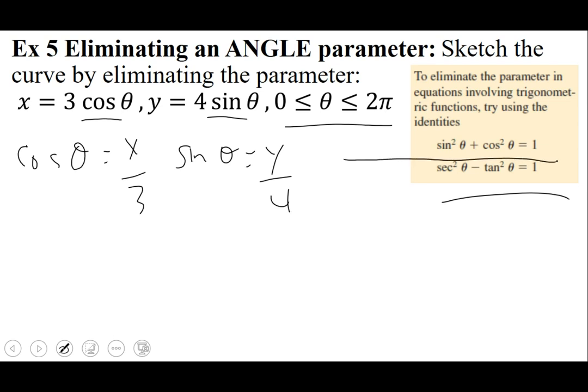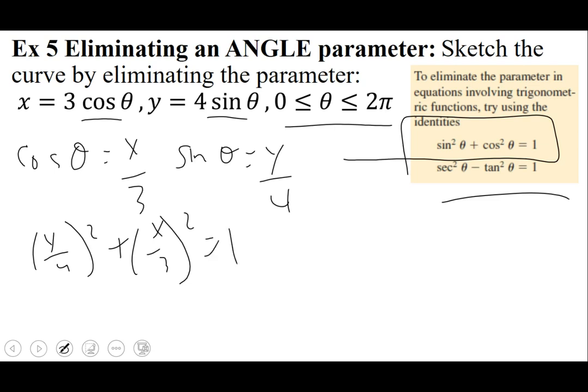Then I'm going to use my old friend, the fact that sine squared plus cosine squared is equal to 1. So if sine squared plus cosine squared is equal to 1, that means that y over 4 squared plus x over 3 squared is equal to 1, which means that y squared over 16 plus x squared over 9 is going to be equal to 1, which means that this is my rectangular equation. And hopefully that looks familiar from earlier in the chapter.